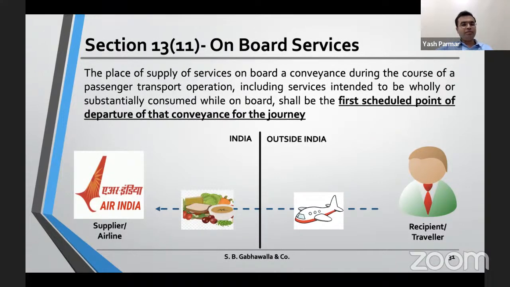Now, despite the fact that the services are performed when the aircraft is in the airspace of India, because the provision says that the place of supply shall be the location from where the first scheduled point of departure of that conveyance for that journey is, and in this particular case, because the first point of journey is the location of Australia, the place of supply will be treated as the location of a foreign country, which is Australia.